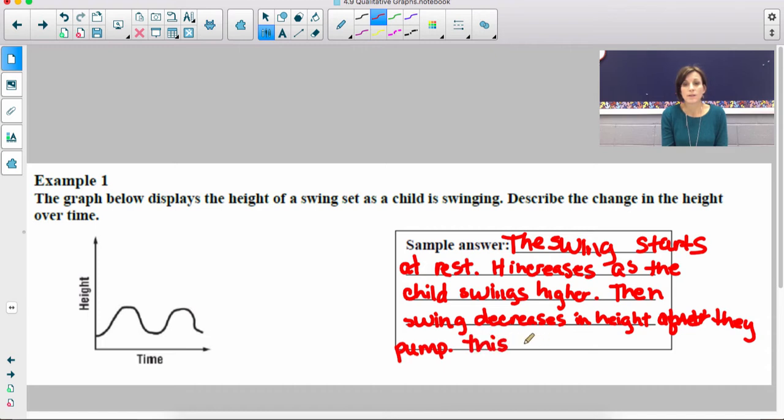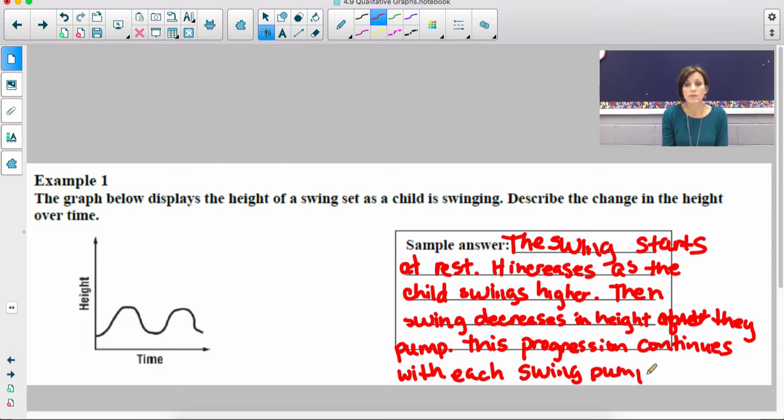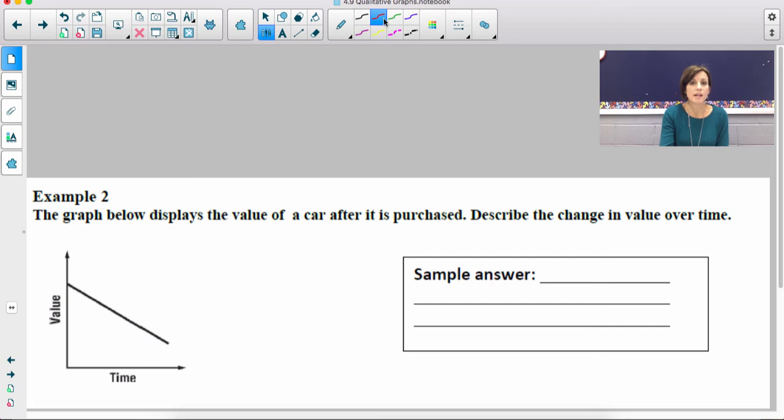This progression continues with each swing pump. So it'll continue to increase and decrease in height as the swing goes up and down. I don't know how else to write it. All right, moving on. What are we talking about next?